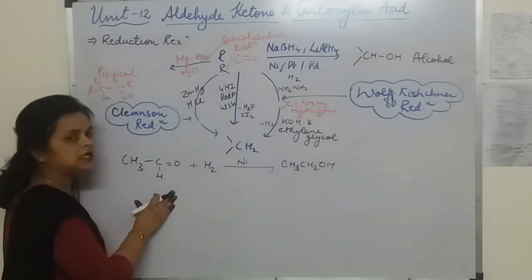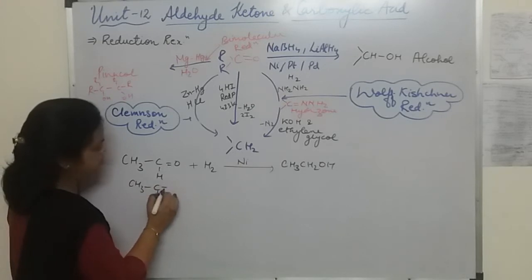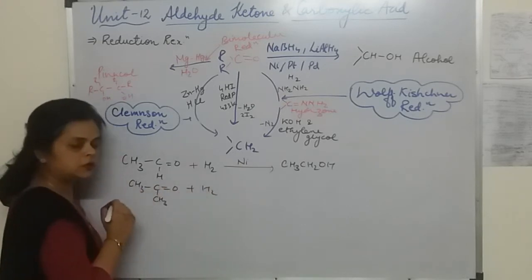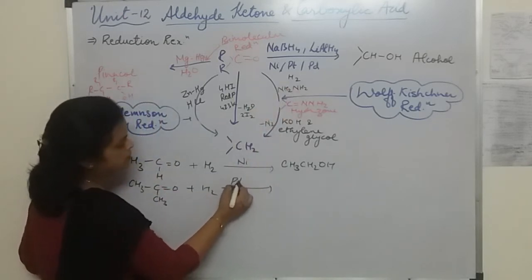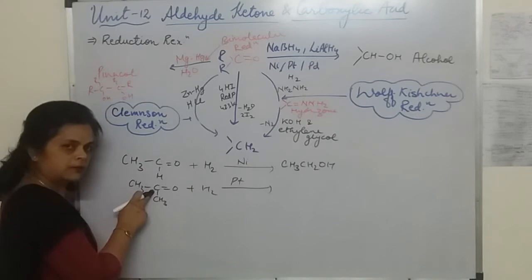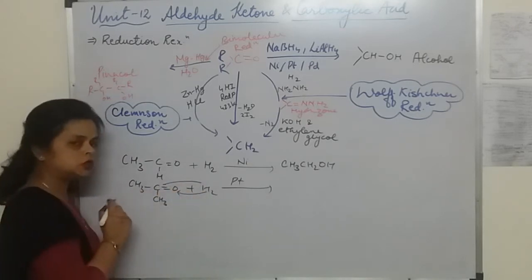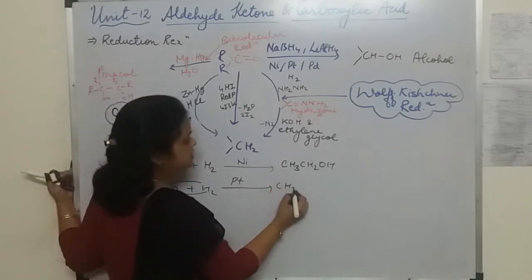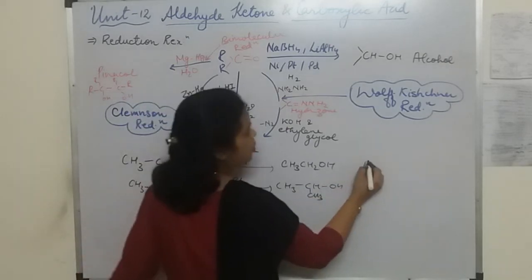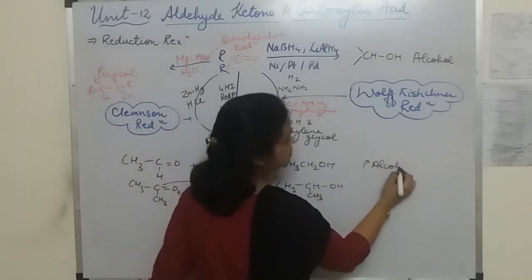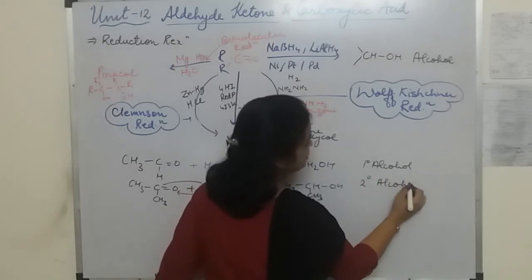And if you are going to take here any ketone, CH3, suppose we are taking acetone, if it is undergoing reduction in presence of any of these reducing agents, then one H will add on the carbon, one H will add here. And what is the structure of the alcohol formed? CH3 CHOH CH3. So 1 degree alcohol, and here you are going to have 2 degree alcohol.